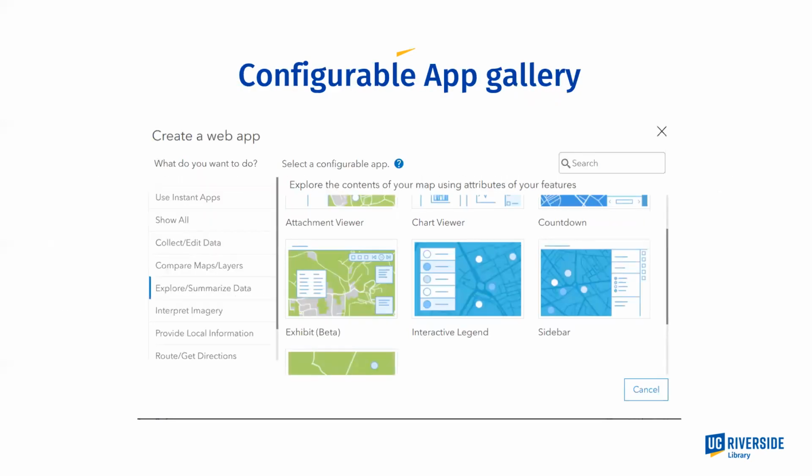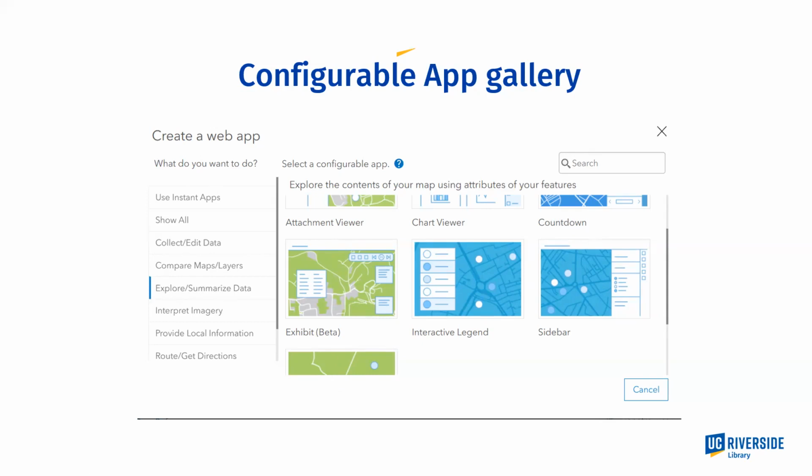So remember when I said when you choose instant app for a particular thing that you have selected, it gives you a whole array of choices on what will work with your particular map. For configurable apps, you select that you want to make a configurable app, and it just asks you, what do you want to do? Do you want people to explore or summarize your data? Well, then here are the apps that work. So it's a little bit different approach to guiding you to pick the app that would work for you.